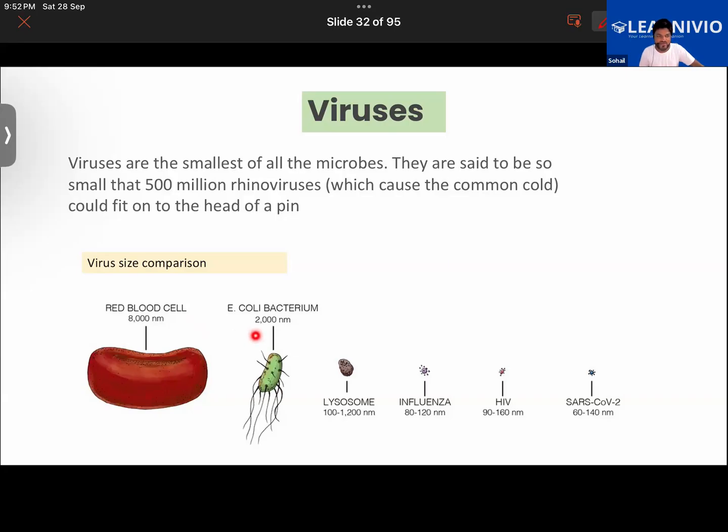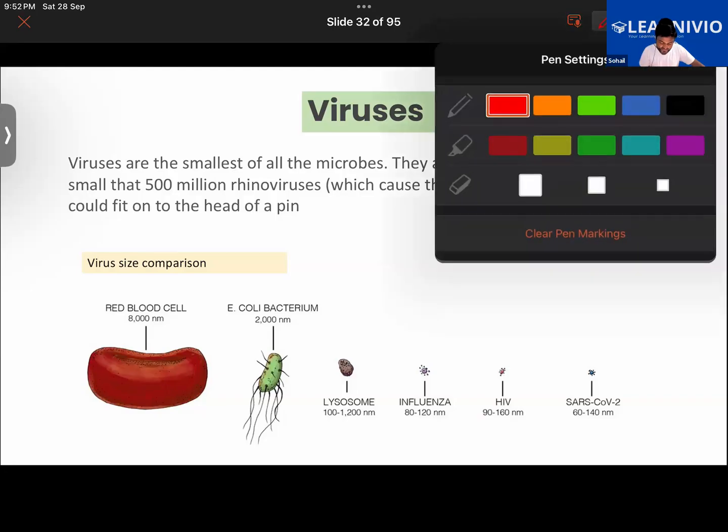E. coli bacteria, the bacteria that causes the E. coli disease, and that's the size of the lysosome. Lysosome is a structure present inside the cell. Getting it now? Then this is the influenza virus. This is the HIV virus, and that is the SARS-CoV-2 virus. And look at the size of these three viruses.